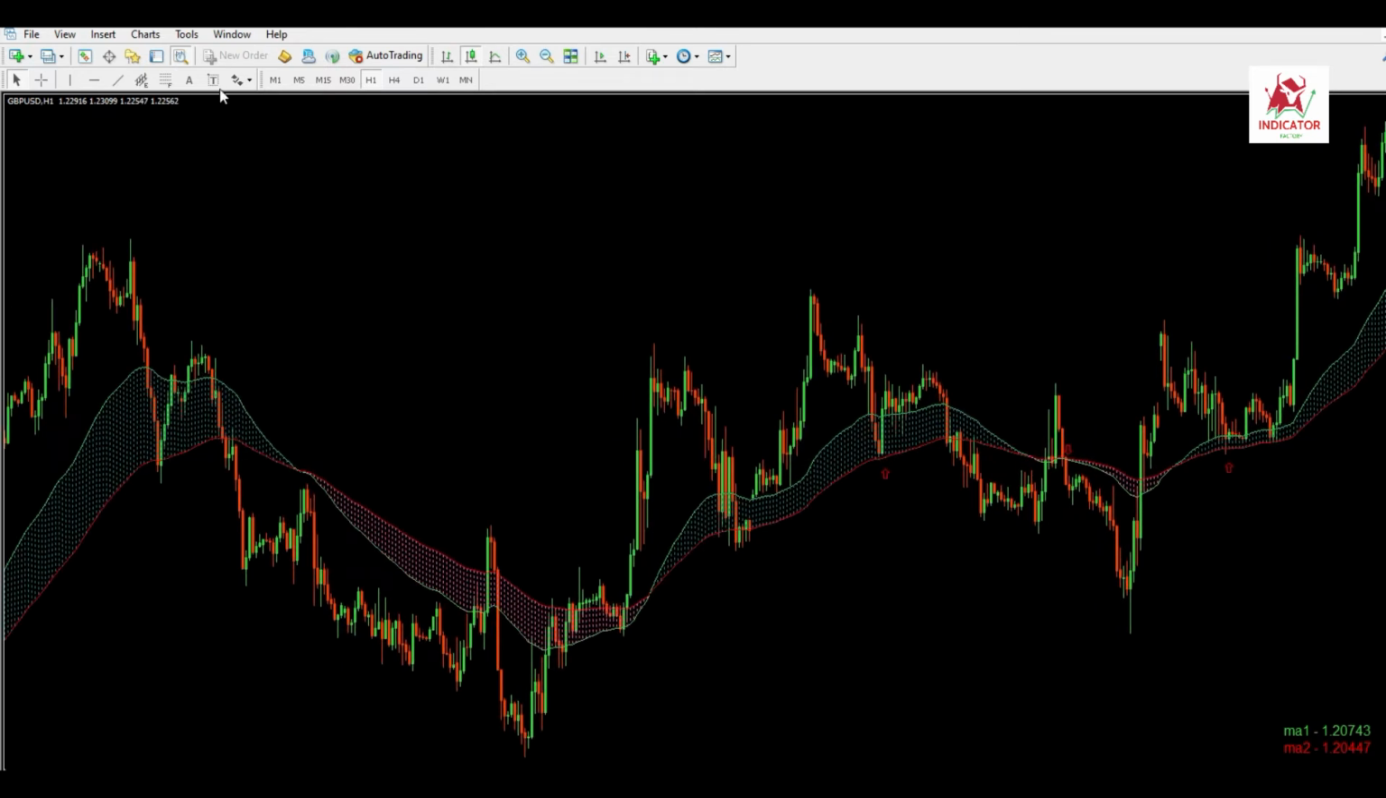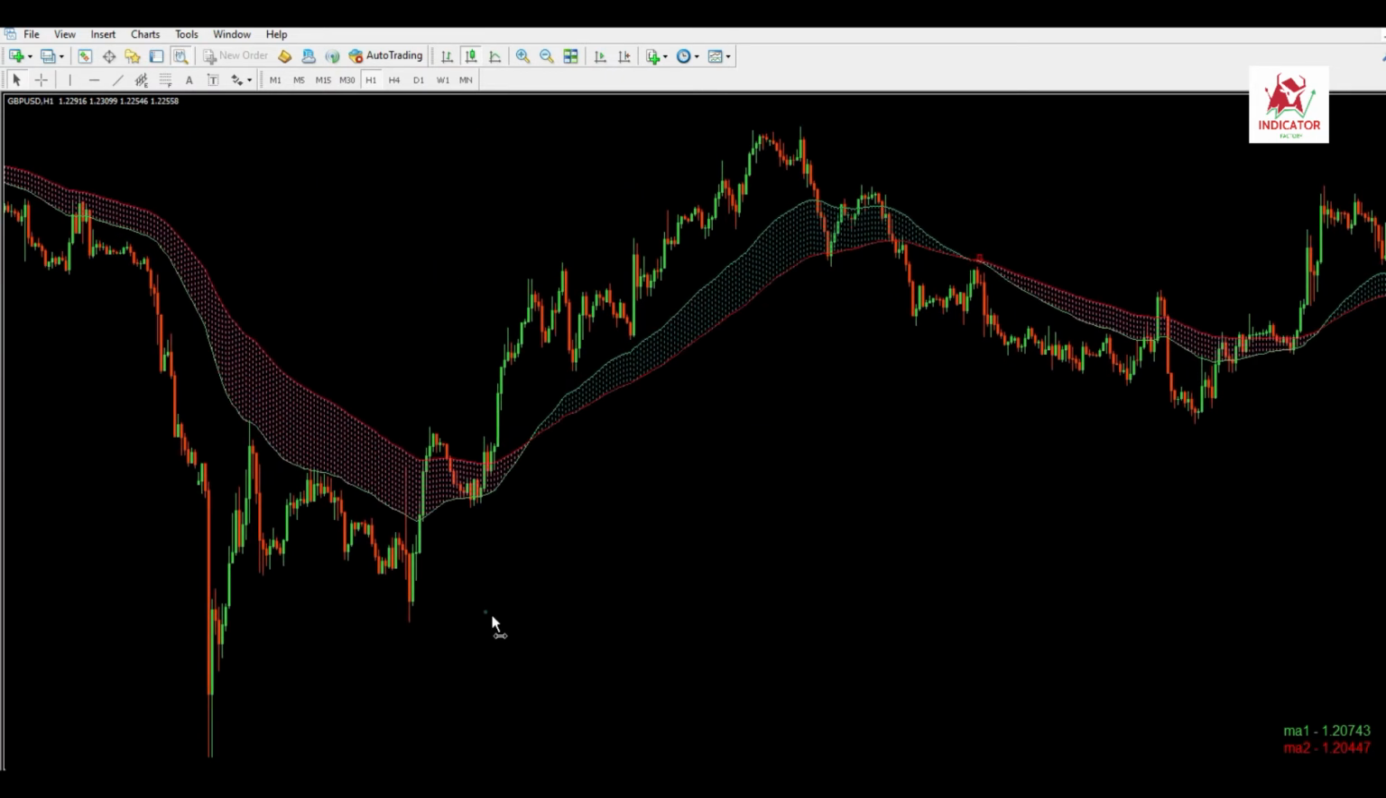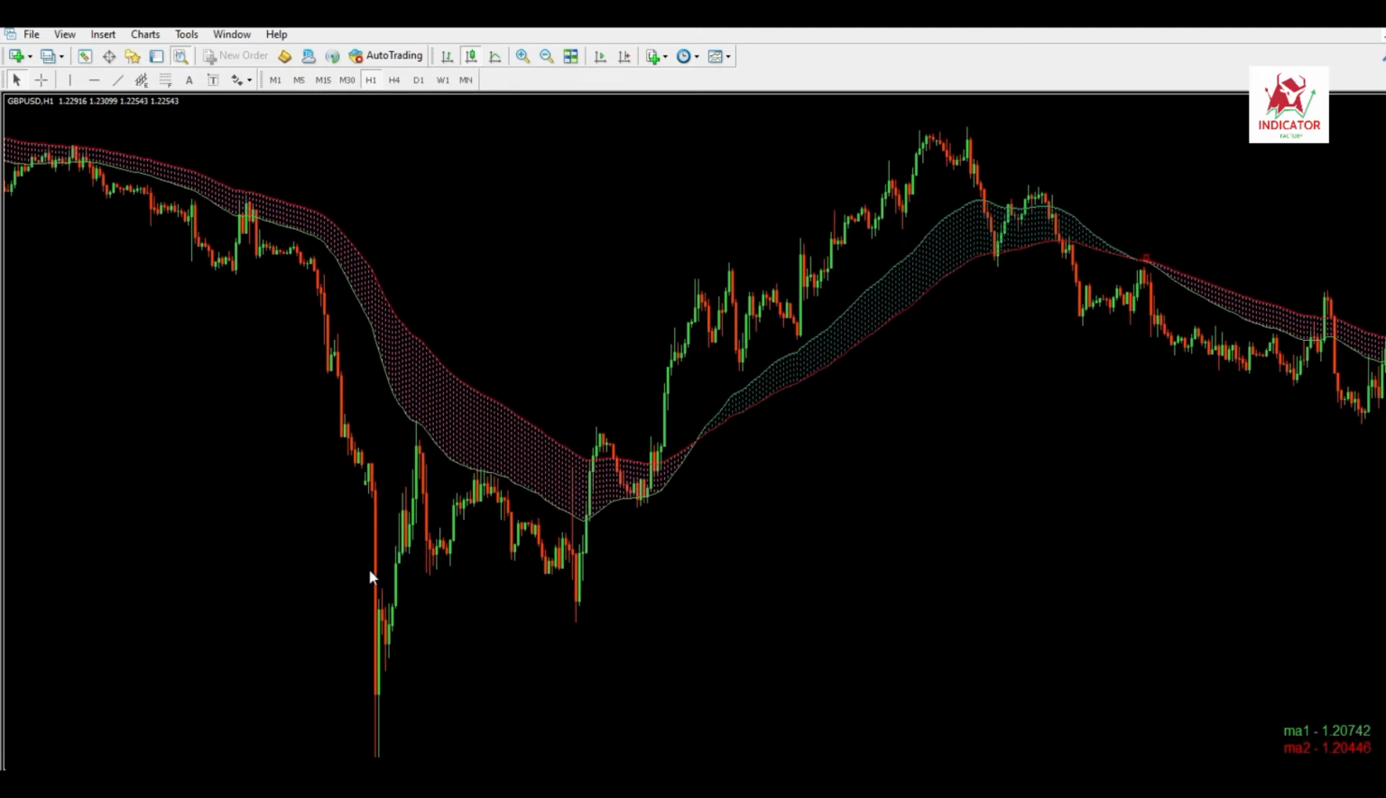MA1 method. The method allows you to configure what type of moving average formula to be used for the first MA. MA2 method. This allows you to configure the moving average method for the second MA. You can change the values to use the simple, exponential, smoothed or linear weighted moving average.